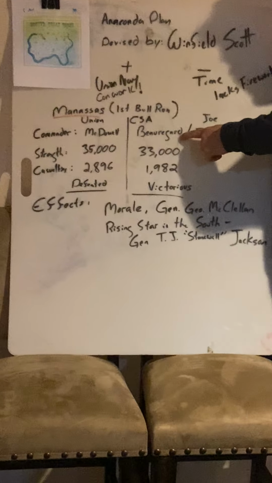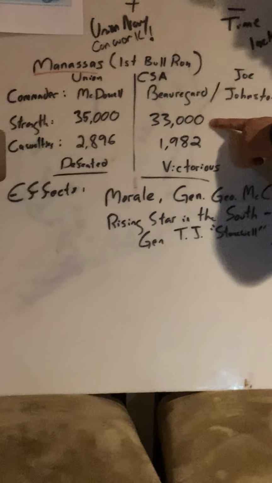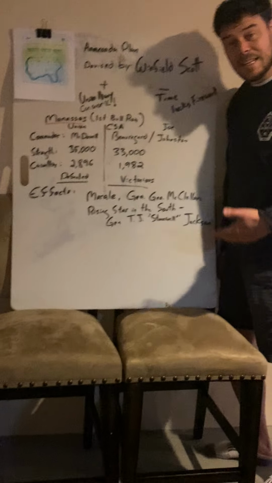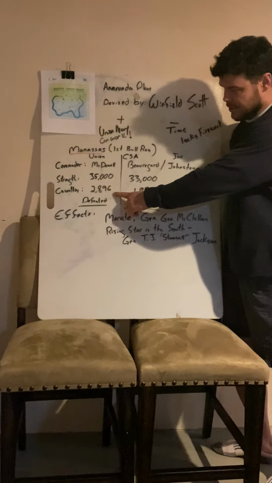It was basically Beauregard's plan and Joe Johnston's, I guess, mostly army. Joe Johnston was really in charge, but Beauregard was kind of the man on the scene. Union strength, they had about 35,000 guys. The Confederates in the South had about 33,000. Despite that, they still won. The Union lost just under 3,000 soldiers, and the South had just under 2,000 casualties. So the Union was defeated.